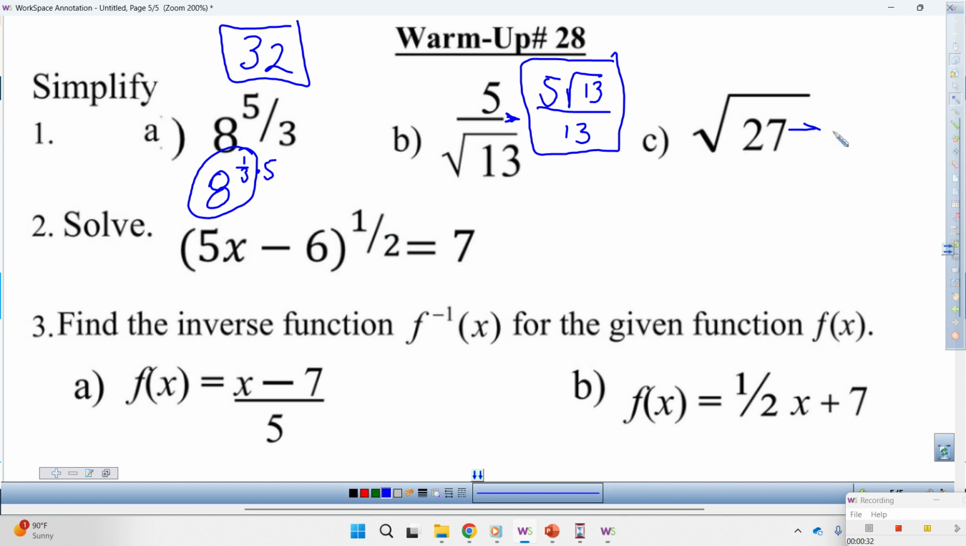1C. Show your neighbor what you got for 1C, and then Michelle's going to pass someone. What you get for 1C? All right, Michelle, pass someone. Diana, what'd you get? 3 square root of 3. Hands if you got that. That is correct. Let's go.